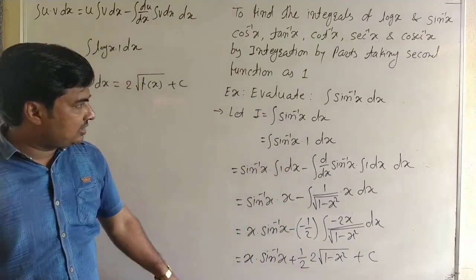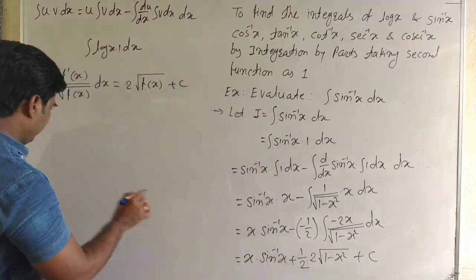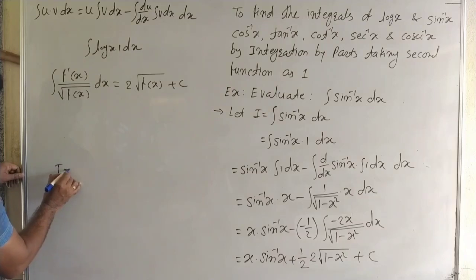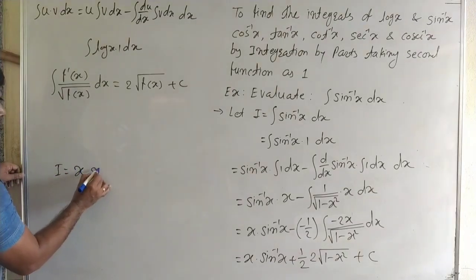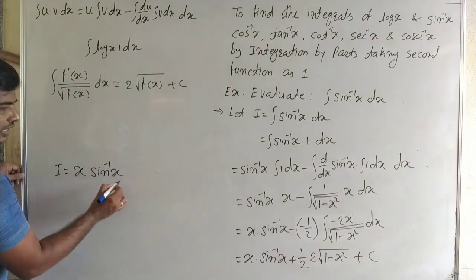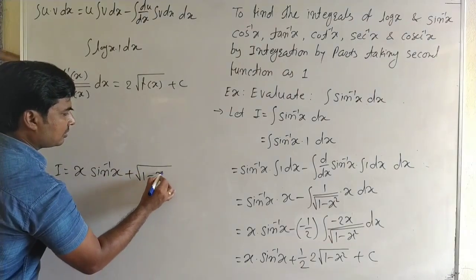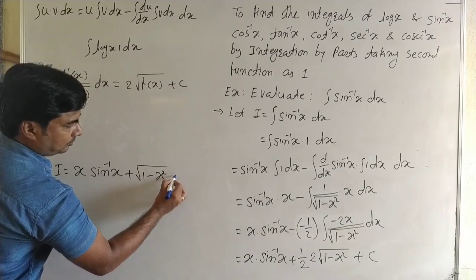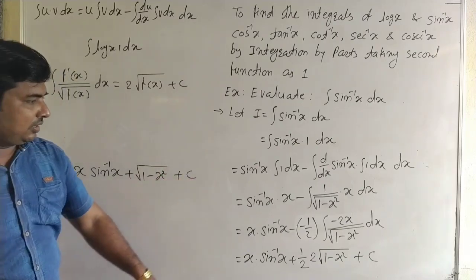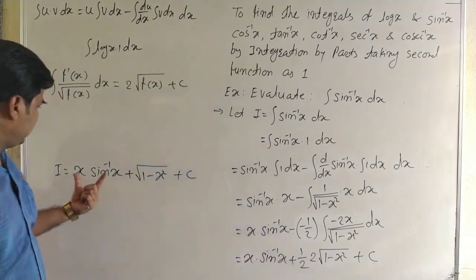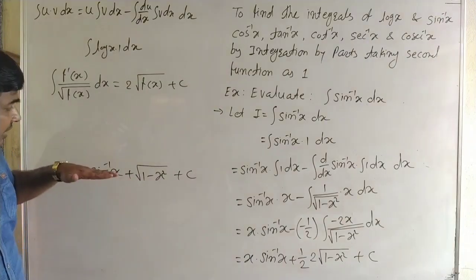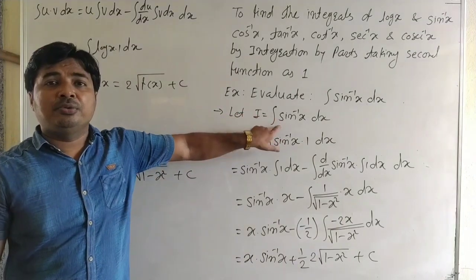Now for the last answer, the 2 get cancelled. We can write the last answer: x into sine inverse x plus under root of 1 minus x square plus c. Here these 2 get cancelled. See carefully, this is the last answer, the integral of sine inverse x.